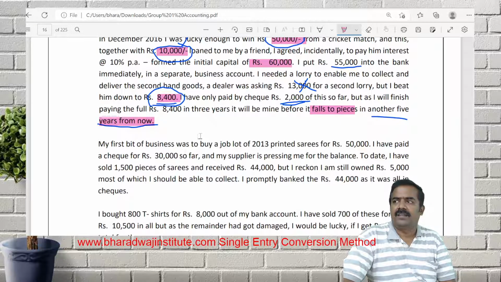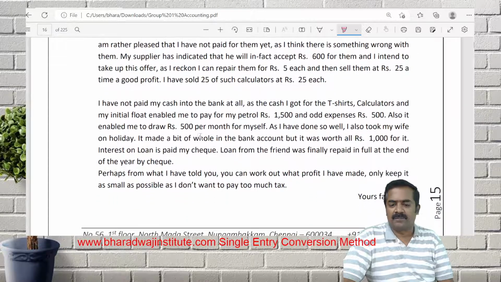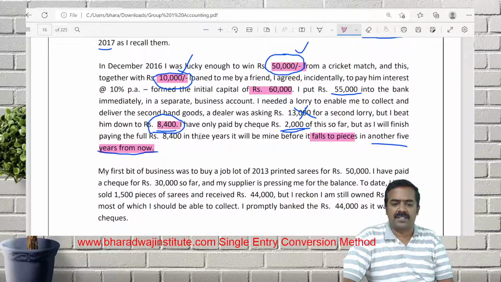8,400 divided by... that is where you think. This letter is written on 31st December. This letter is written on what? 31st December. The lorry was purchased at the beginning of the year. The letter is written at the end of the year.